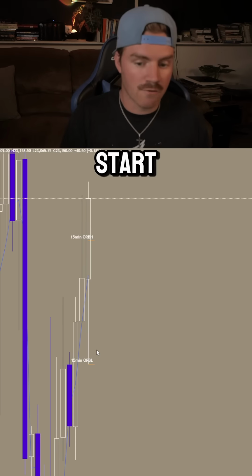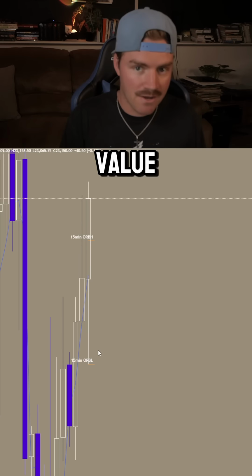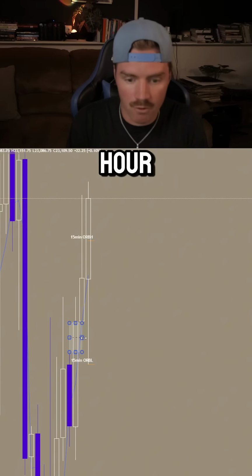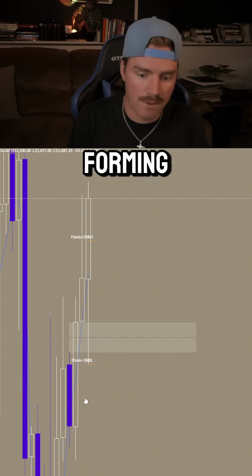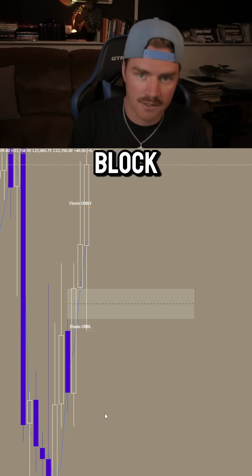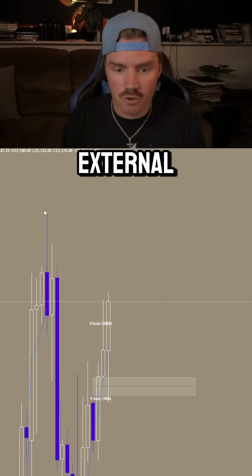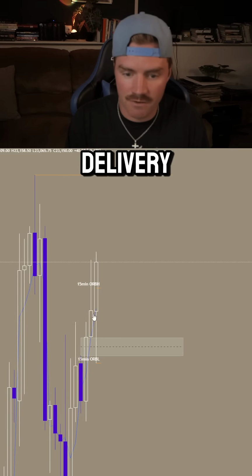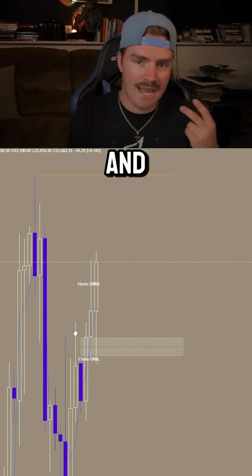What we have to do is start focusing on the higher time frame fair value gaps and order blocks. Right here, I noticed that price was trading into a 4-hour bullish fair value gap as we were forming our ORB low, and it was also delivering from a 4-hour bullish order block. I also see that we have an external swing high resting above.